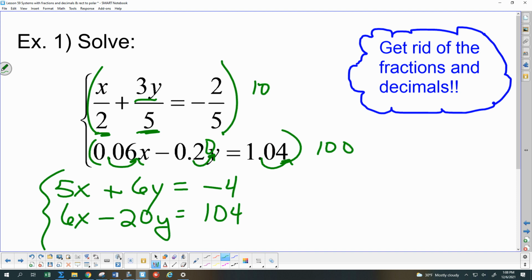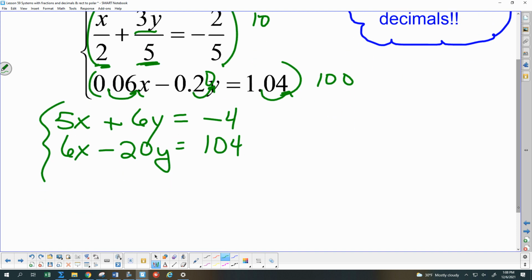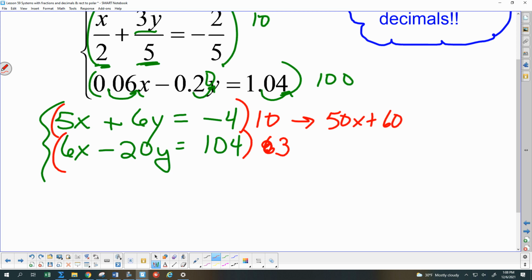I've done it the other way with the other classes. So that means, let's see, what do I need to get those to be? Plus and minus 60y. So that means let's multiply the top one by 10 and the bottom one by 3, and that will give me plus and minus 60, right? So check the work here, since I don't have it this way on my notes. 50x plus 60y is negative 40. Does that one look okay?